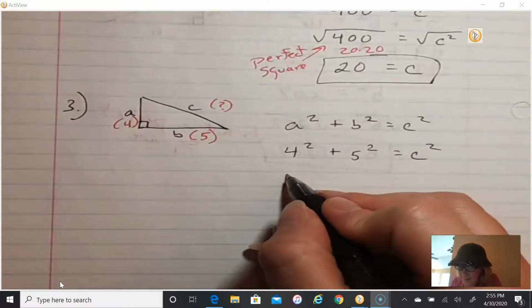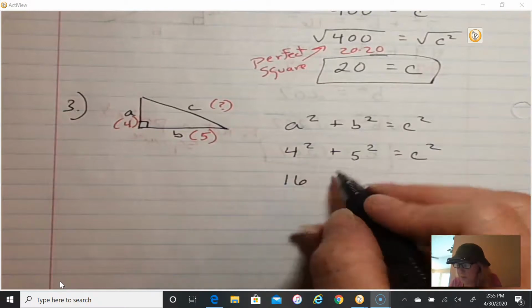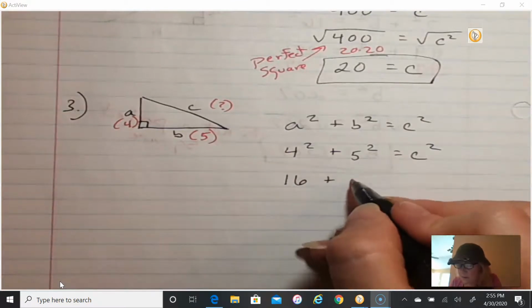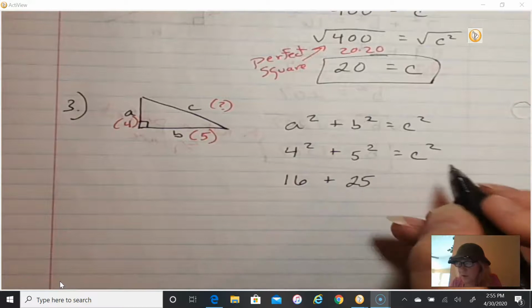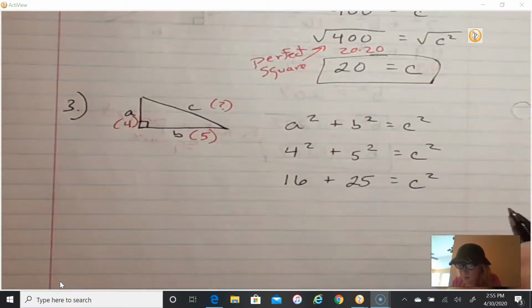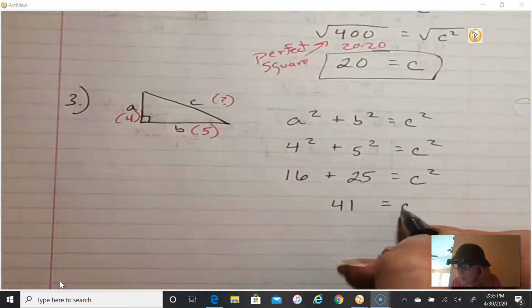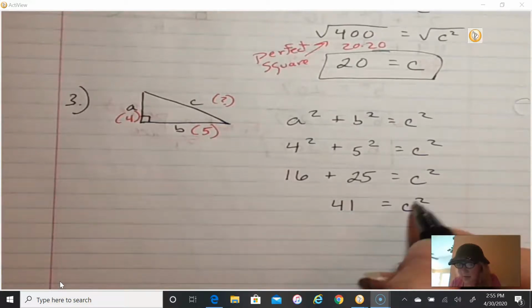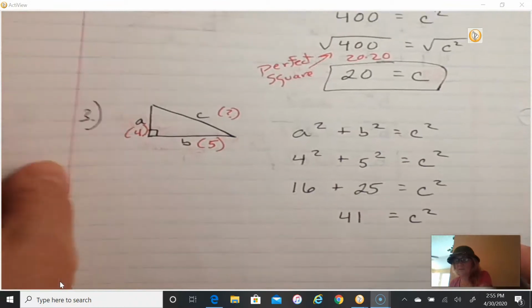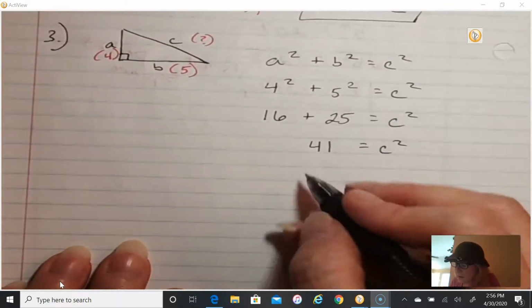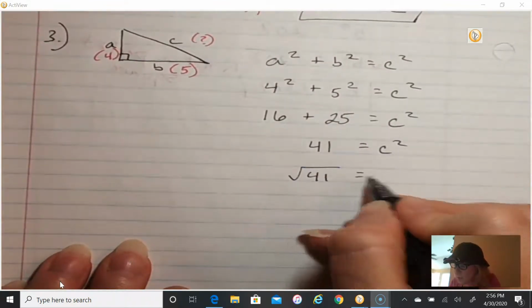4 squared is 16, 4 times 4. 5 squared is 25, 5 times 5 equals c squared. Add these two together, you get 41 equals c squared. We have to take this out of the square, so we're going to square root both.